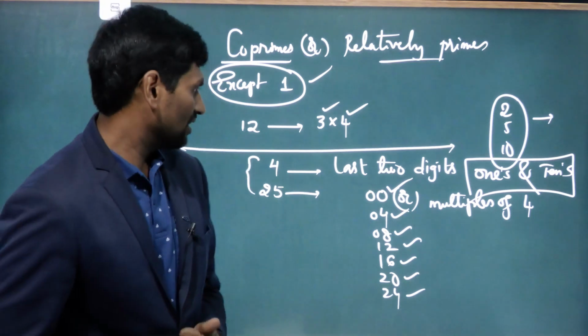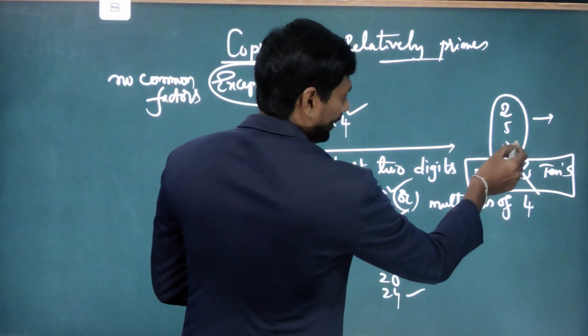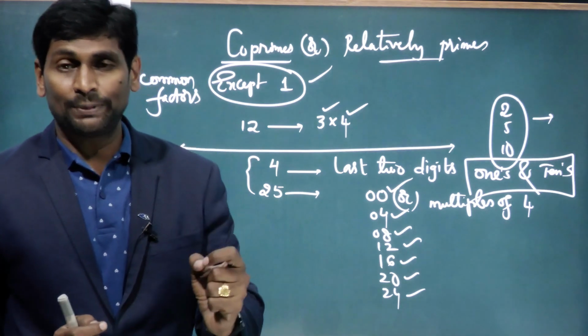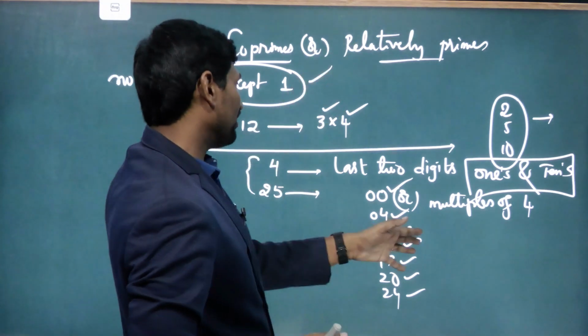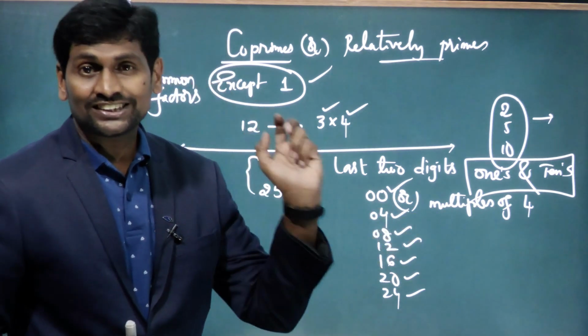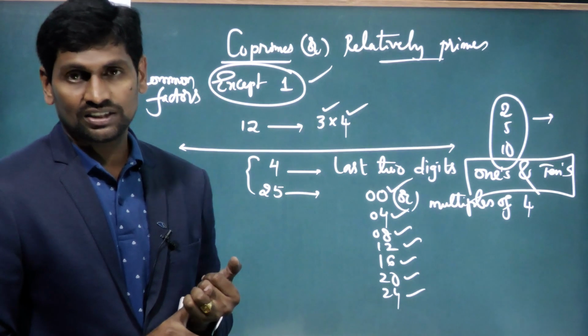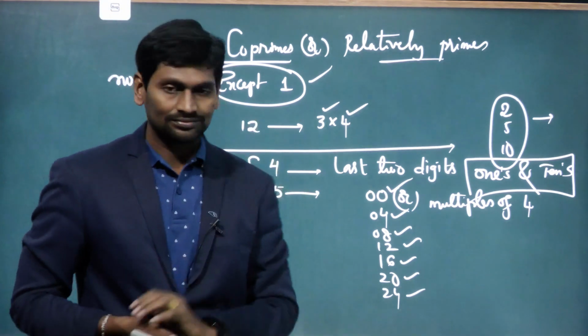Clear? So for 2, 5, 10, we have discussed we are checking only the units place digit. But for 4 and 25, we are checking the last two digits, nothing but the ones place digit and tens place digit. Please note it.